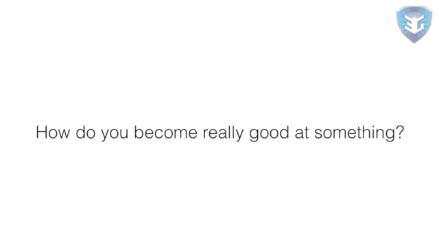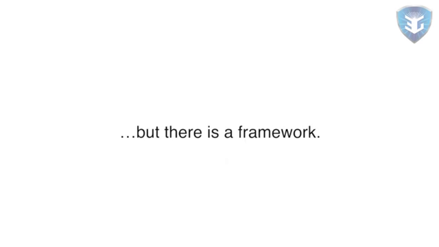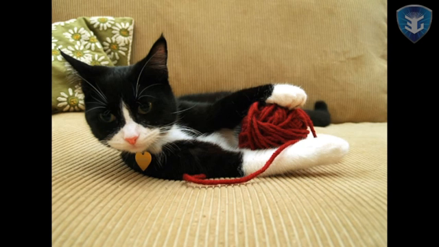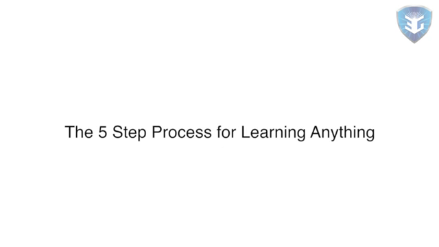The question, how do you become really good at something? Well, I can't give a specific step-by-step guide for every single person in a YouTube video because it's impossible. There's a basic learning approach that applies to anything. I'll provide the model, you fill in the blanks. It works for learning guitar, tai chi, business, chess, training your cat, anything. We'll go through the 5-step process.